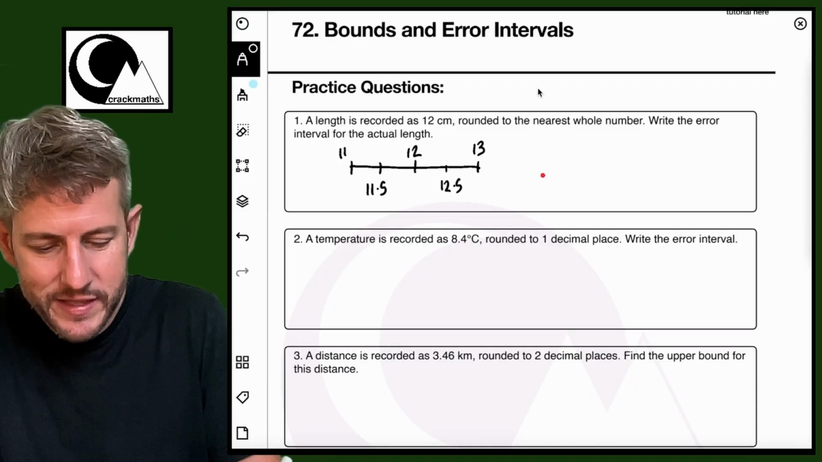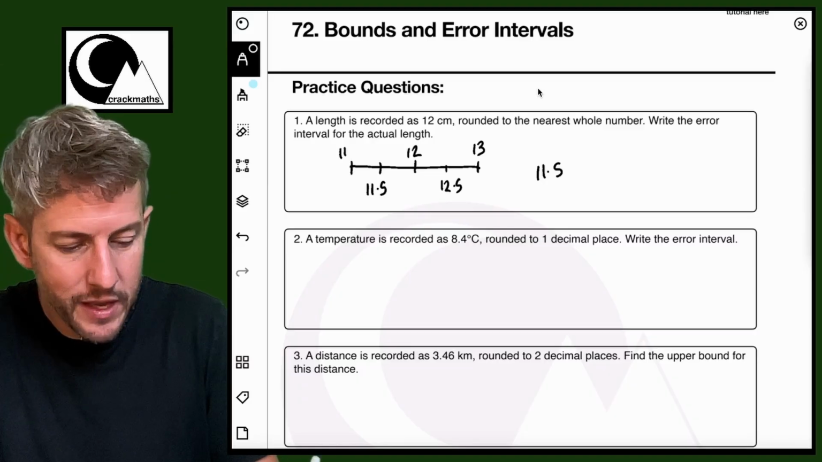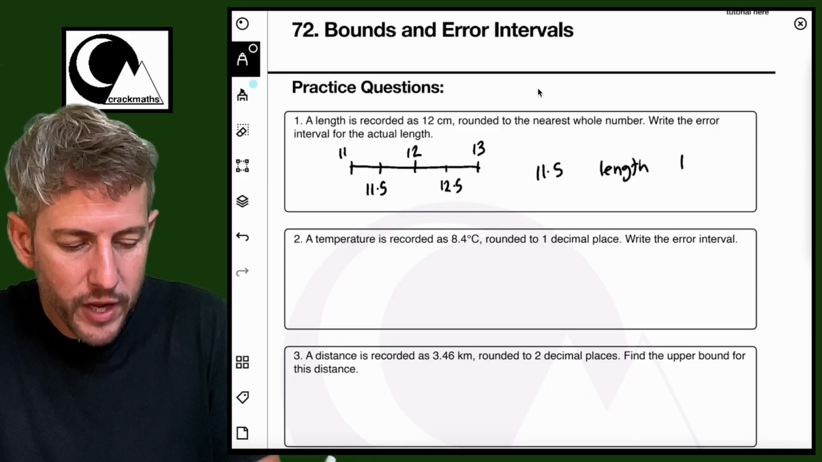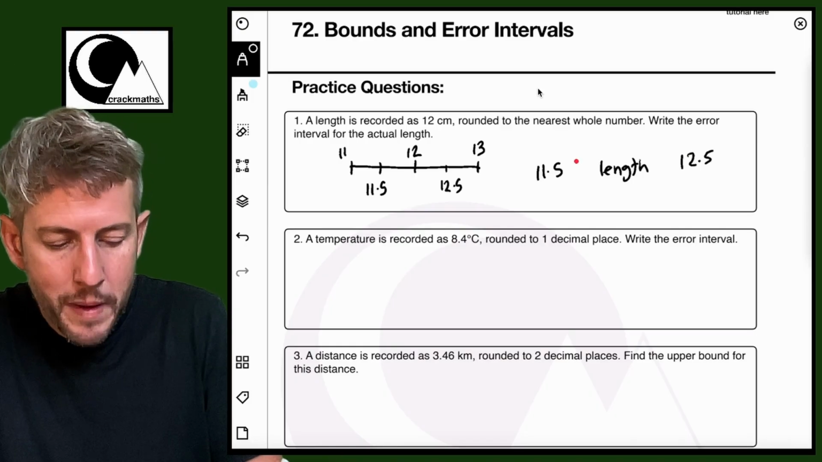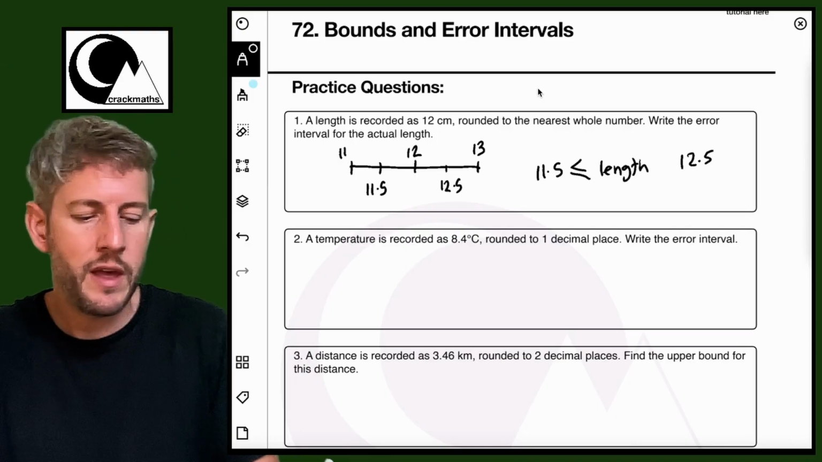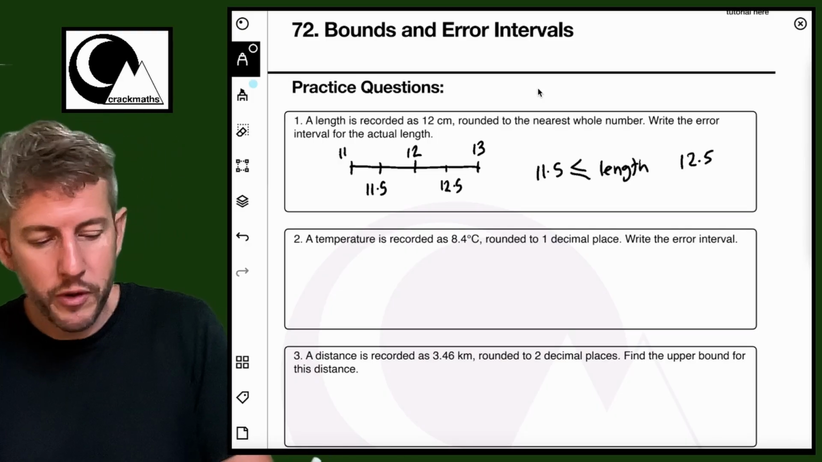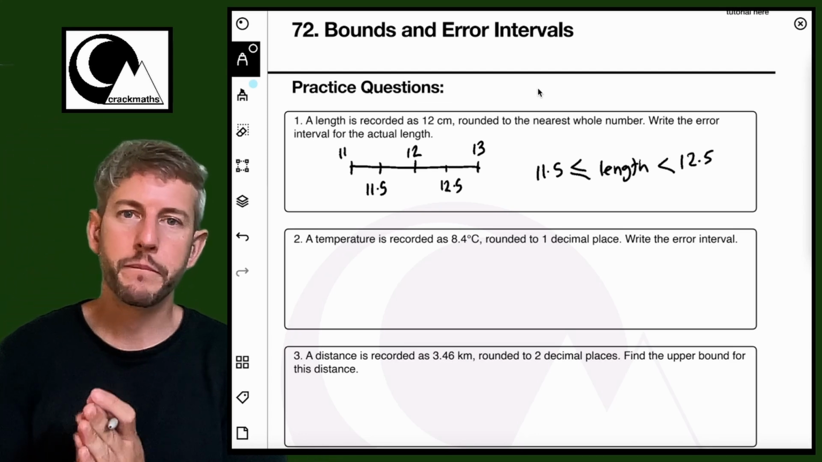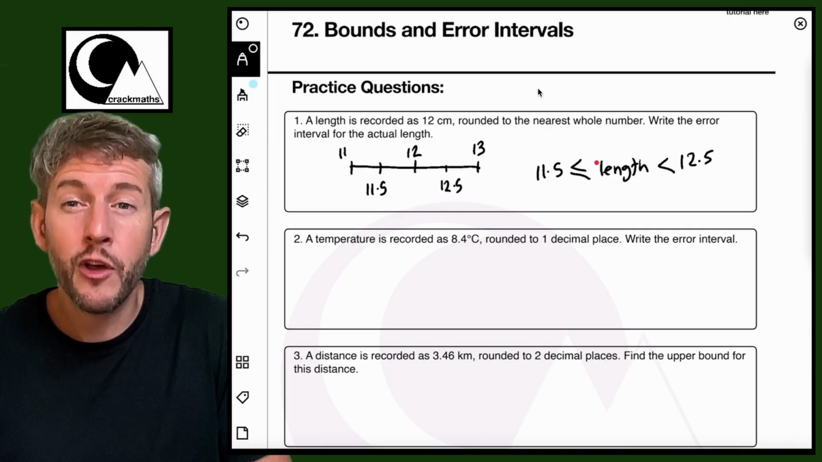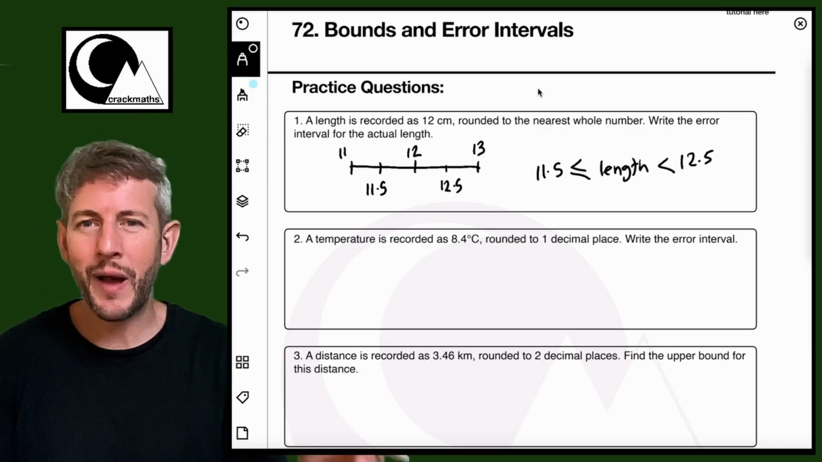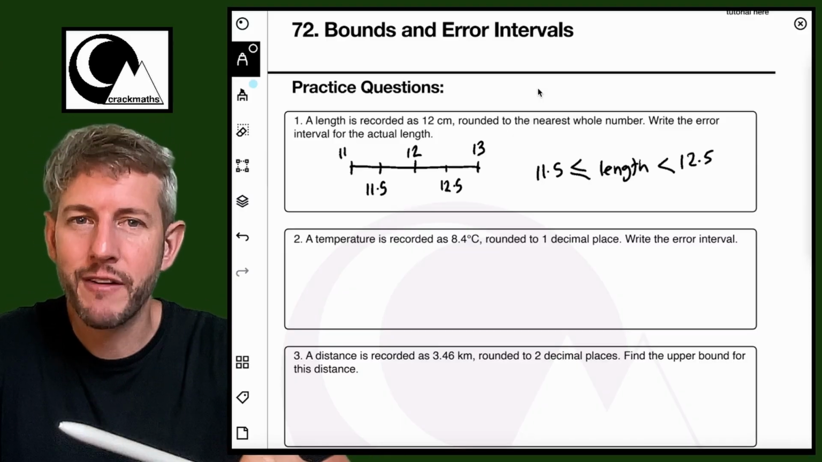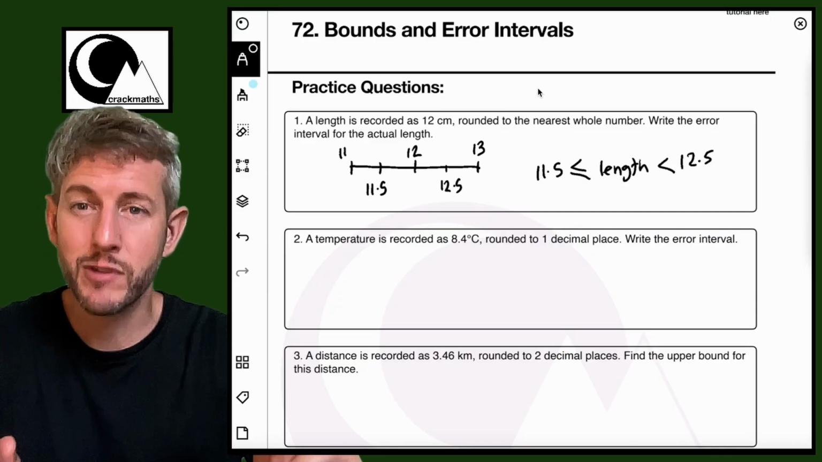So if I want to write this down here, we've got 11.5 here. I'm going to put length in the middle, and then I'm going to put 12.5 up here. Now remember, everything that is 11.5 or above will round to 12. Everything that is strictly less than 12.5 will round to 12. So therefore we use these symbols here for strictly less than and greater than or equal to. So with that, we now have our error interval, which tells us that length is greater than or equal to 11.5 and less than 12.5.